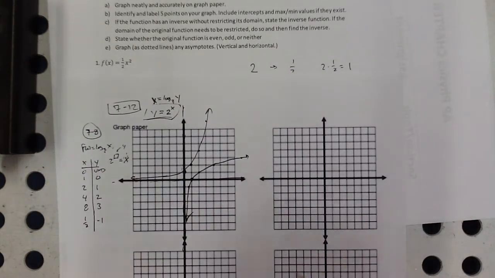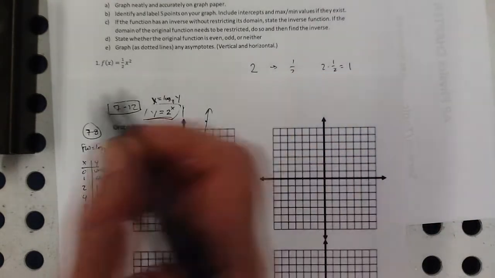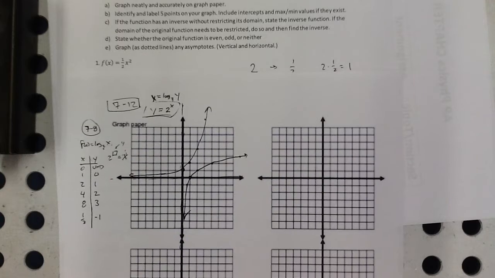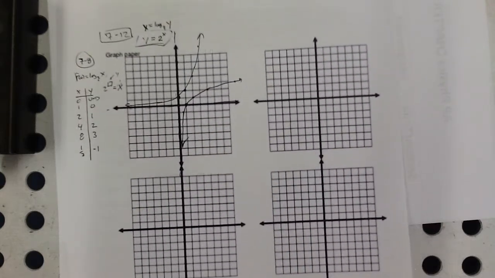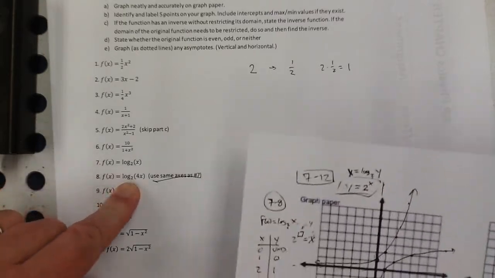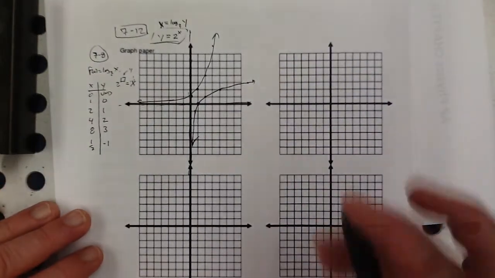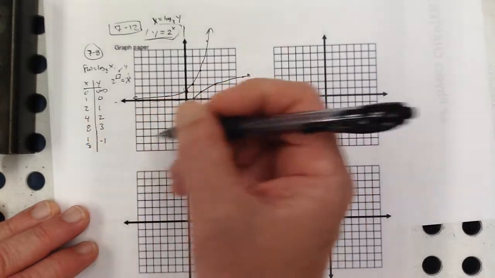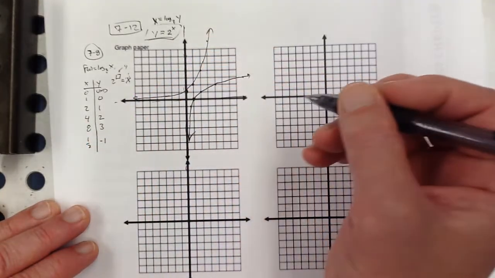Even, odd, or neither. These are not even or odd. And we graph the asymptotes, so I think we're good. Except that we're also supposed to do number 8, which is log base 2 of 4x. All right, so let's see, where should we do that?